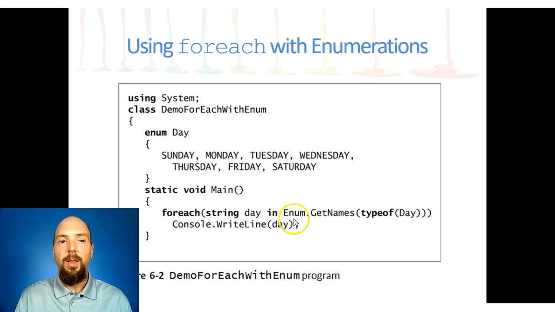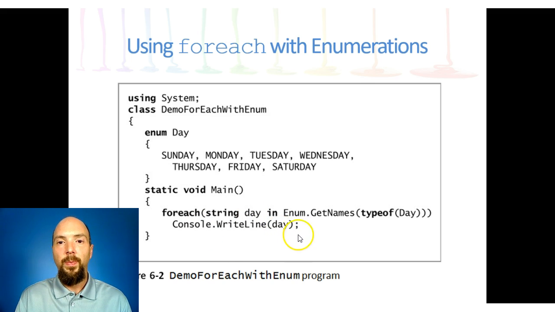Well, it's getting the value in the enumeration, and there is a method called getNames. We will talk more about methods and procedures in a future lesson. But for right now, just be aware that you can get the items out of an enumeration, and it's the type of whatever the name of the enumeration is. So then what I could do is it'll go through, it'll get the first name out of day, Sunday, stick it into day with the lowercase d, and then it will console.writeLine whatever that value is.